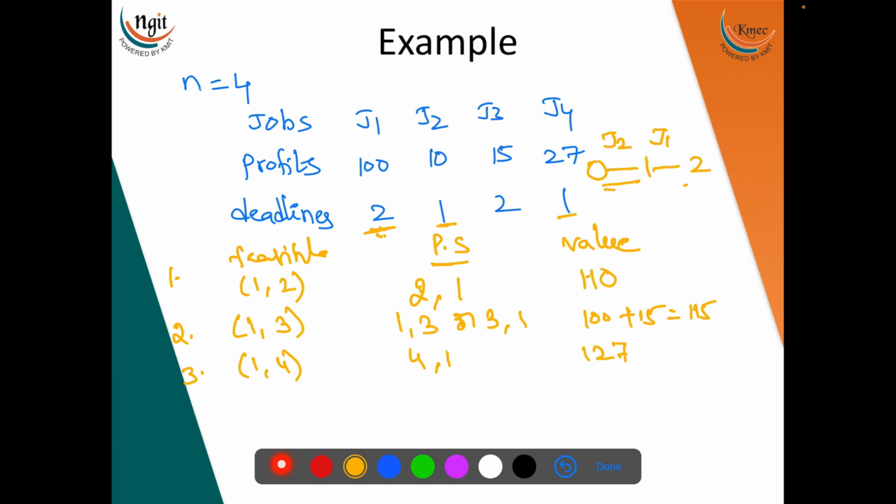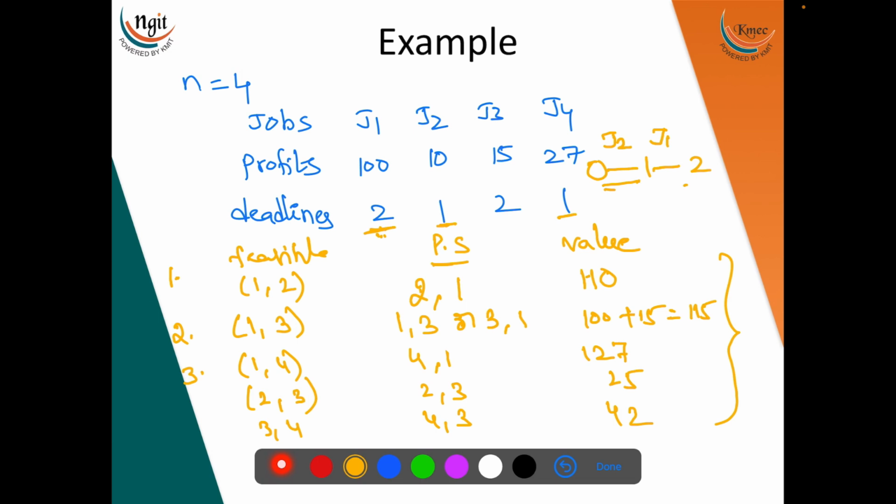Still I can have feasible solutions: 2 comma 3, and the sequence is 2 3, profit is 25. 3 comma 4, sequence is 4 comma 3, profit is 42. Now all these are what? Feasible solutions to complete these jobs in the given deadline.